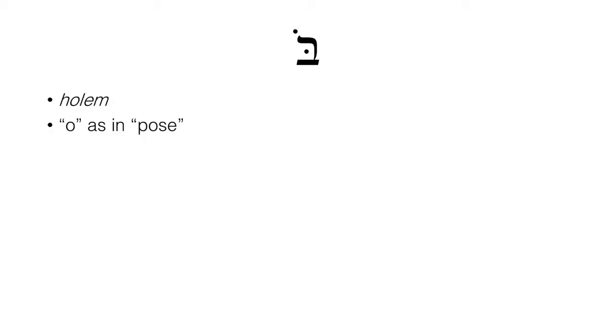Next we have holem. Holem is a dot that's written above the Hebrew letter and to the left, which is the direction we're reading, so right after the consonant that we're reading. Holem has an O sound, like in the English word pose. So this Hebrew would be pronounced bo, bo.